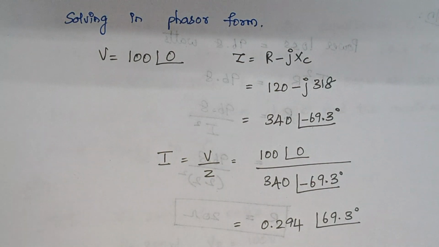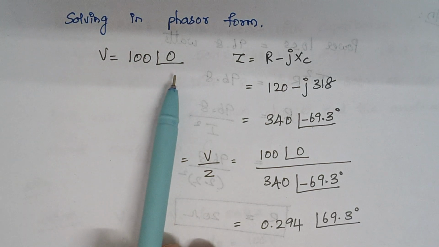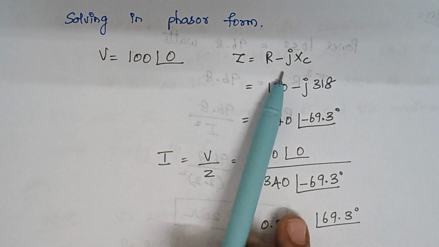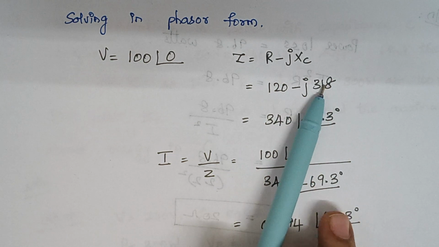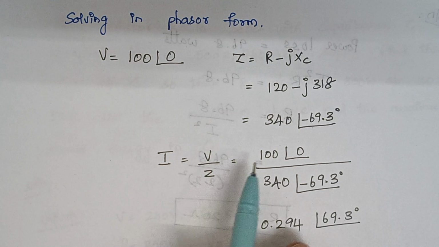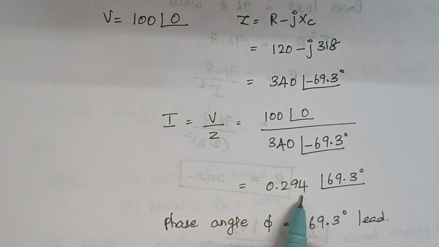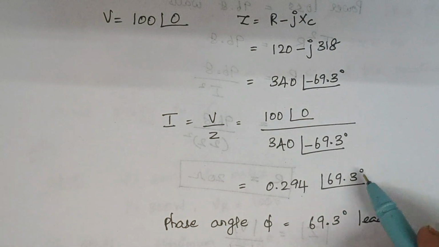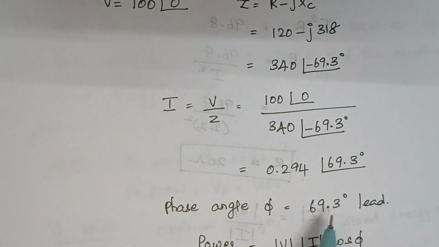Now solving the same problem in phasor form. So here the reference voltage is 100 with an angle of 0. Right. Since it is an RC circuit, the expression for Z is R minus JXC. So just substitute the values and we are converting this rectangular form to polar form. And I is given by V by Z. We know V, we know Z. So just substitute here. And the current is 0.294 with an angle of 69.3 degrees. Right. Therefore, the phase angle phi is 69.3. Since it is a positive angle, it is said to be leading.